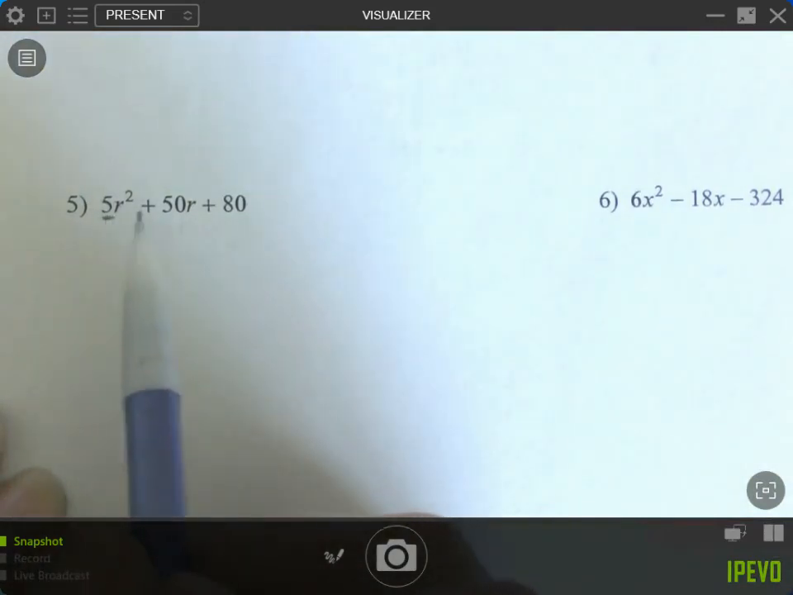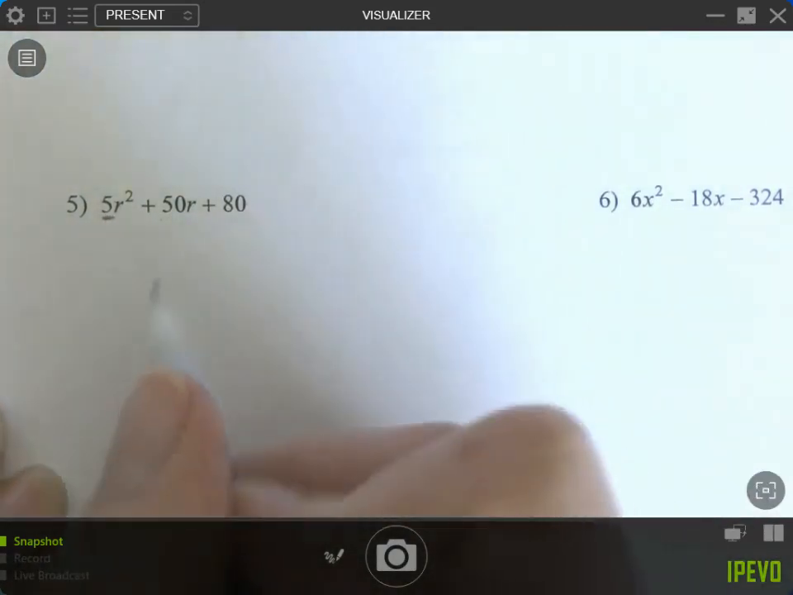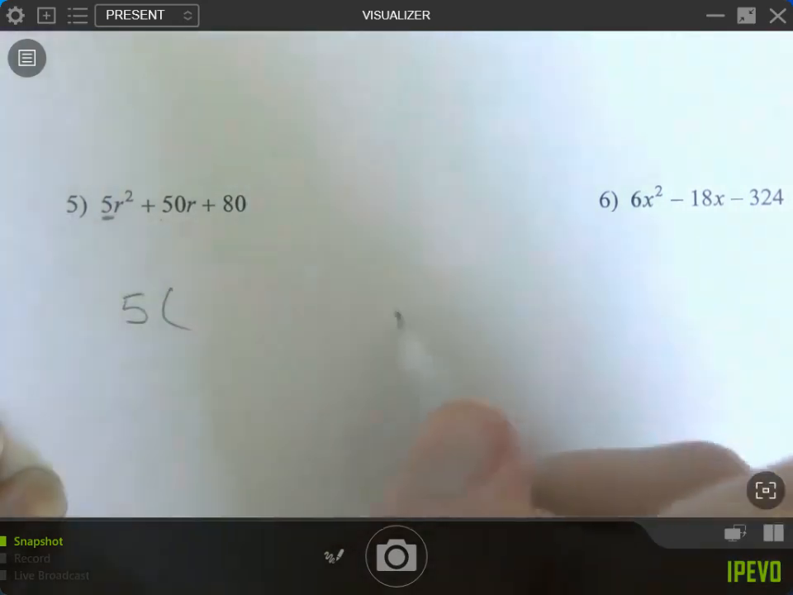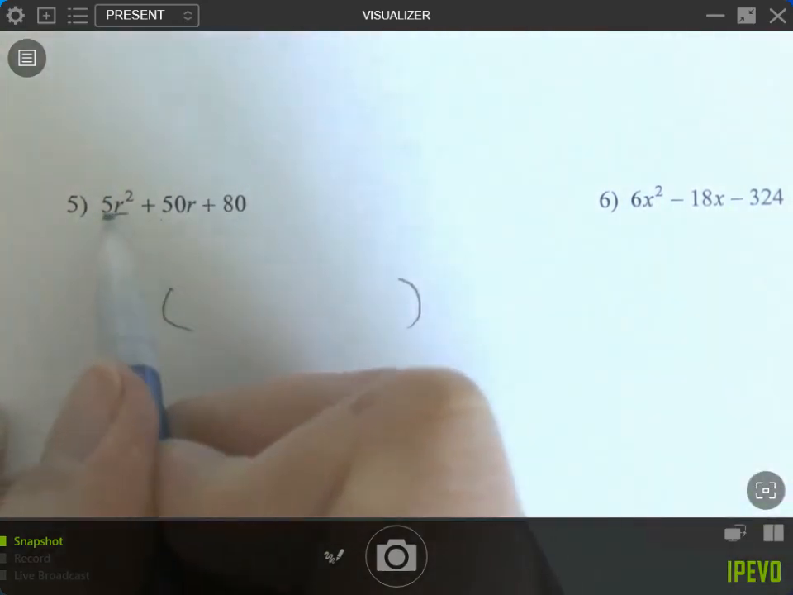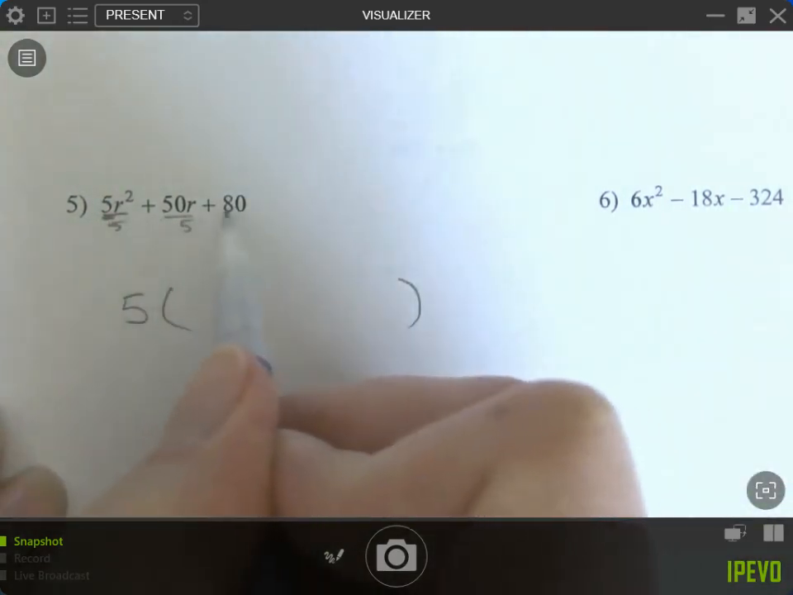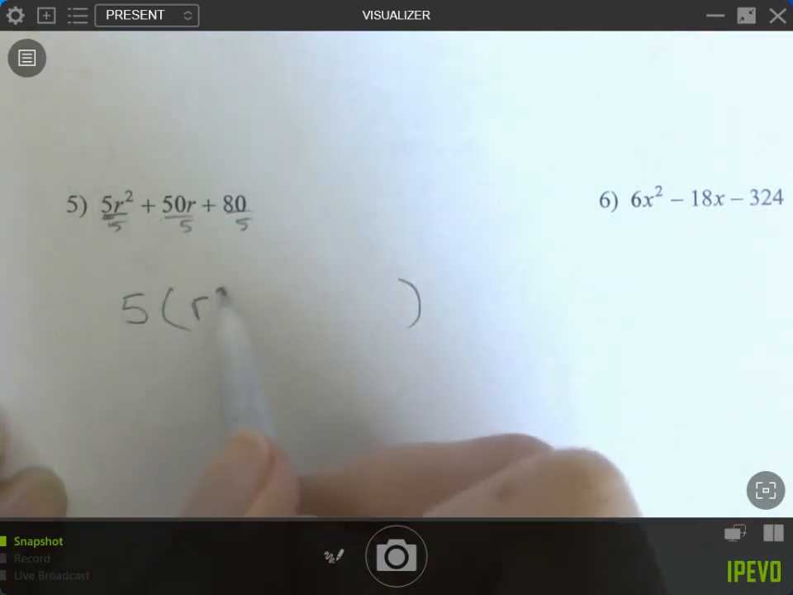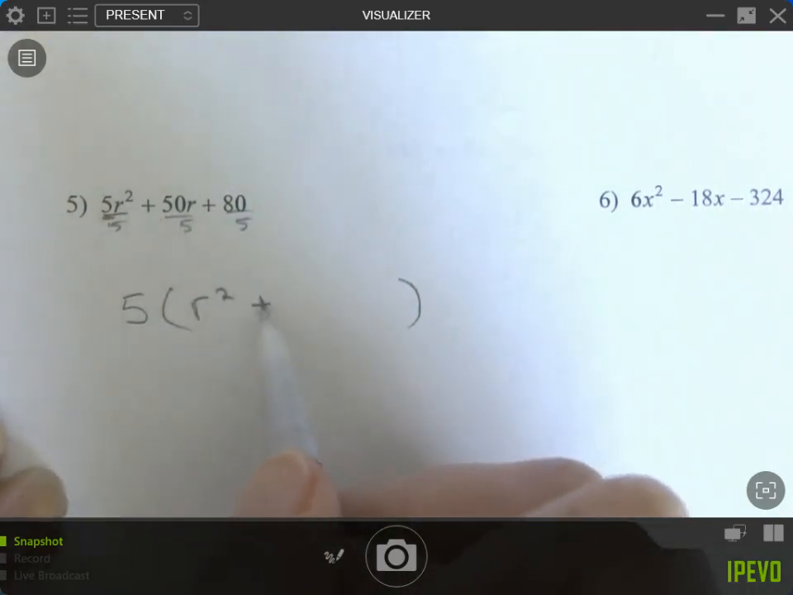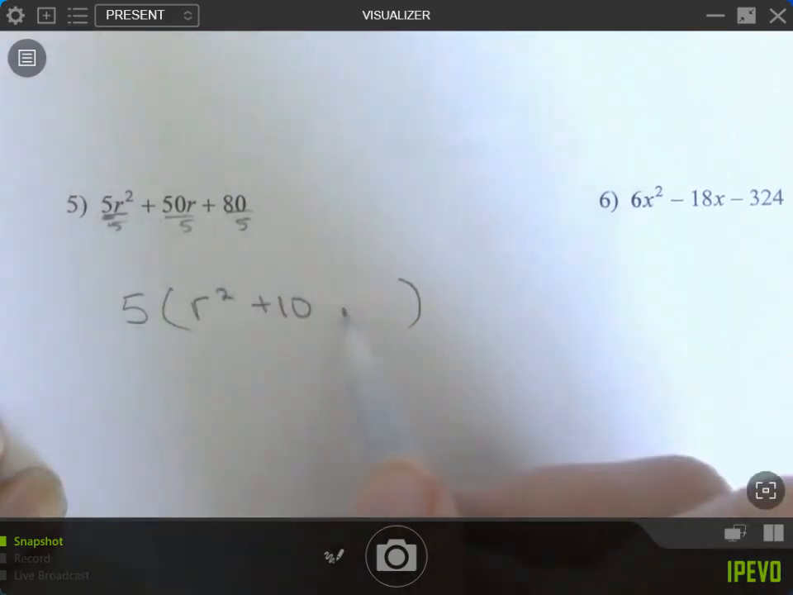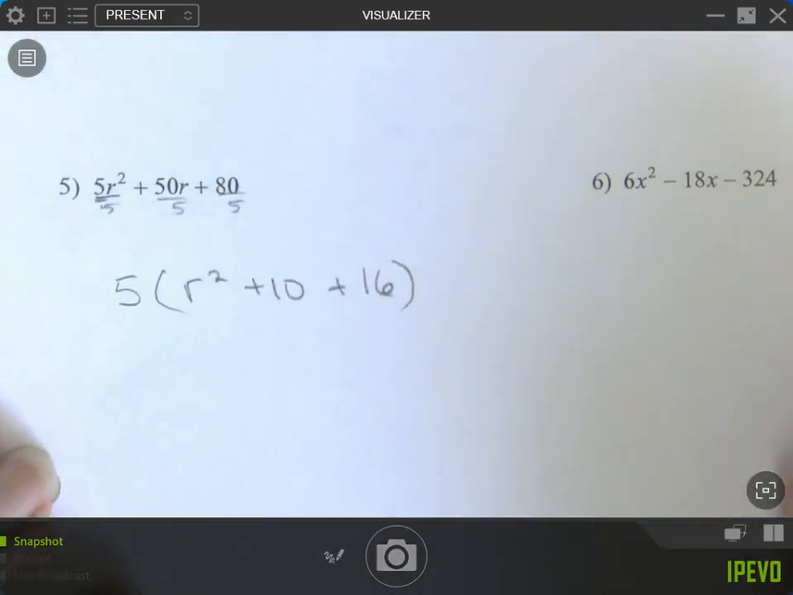5 is the smallest number. Does everything here divide by 5? So take out the 5. It's a 2-step problem. If I divide everything by 5, this gives me r squared. 50 divided by 5 is positive 10, and 80 divided by 5, I'd like to say is 16. Can someone verify that? Okay.